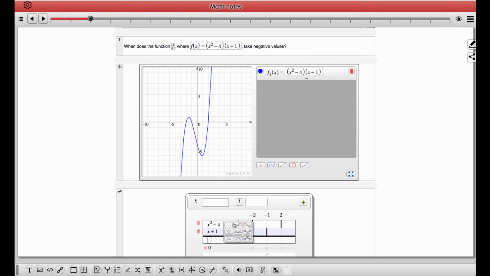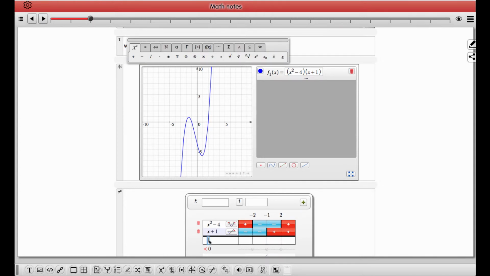We can pick the type of graph for each factor from the menu. The first one is a parabola opening up, which has 2 zeros, and the second one is an increasing line. Then we use this information to indicate when a factor takes positive values and when it takes negative values. Finally, we collect the results.